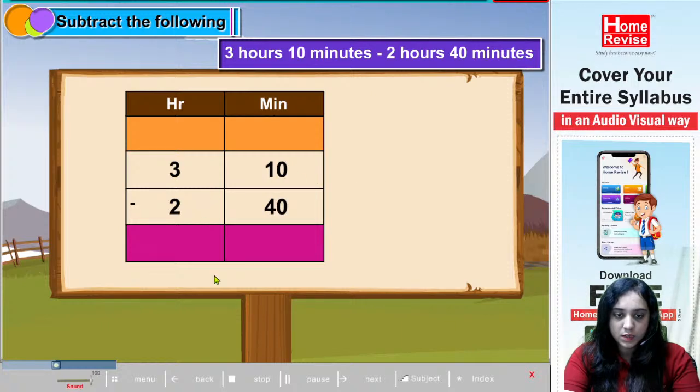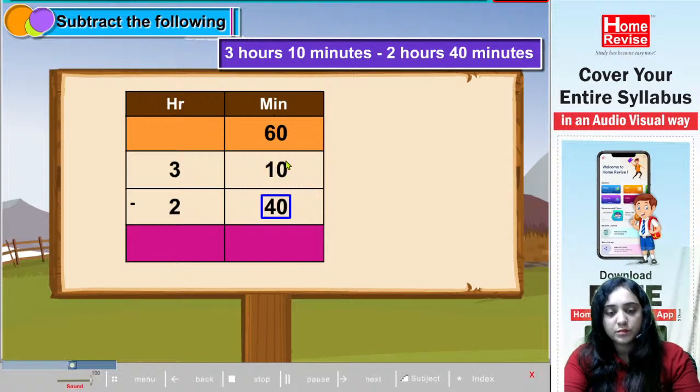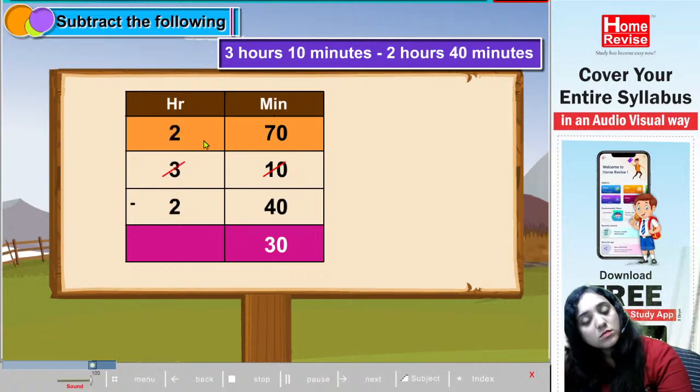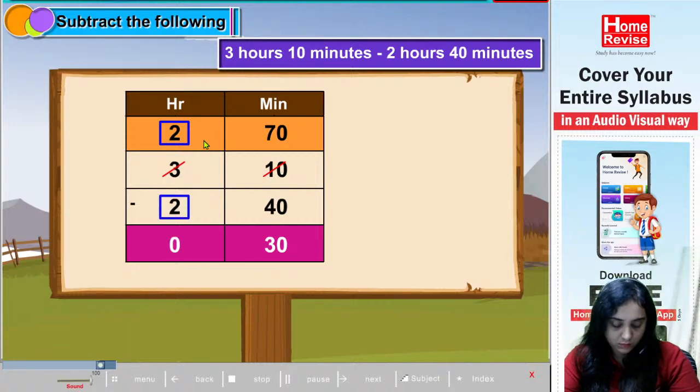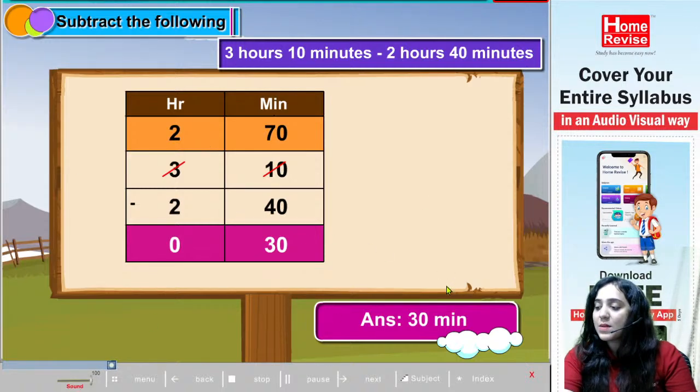Now for subtracting, we see in the minutes column, 40 cannot be subtracted from 10. Therefore, we borrow 1 hour and convert it into 60 minutes. So now we have 60 plus 10, that is 70. So 70 minus 40 is 30. So we write 30 in the minutes column. Now in the hours column, we have 2 since we borrowed 1 from the 3 hours. So 2 hours minus 2 is equal to 0. Therefore, the answer is 30 minutes. Now let's start the next one, subtracting.